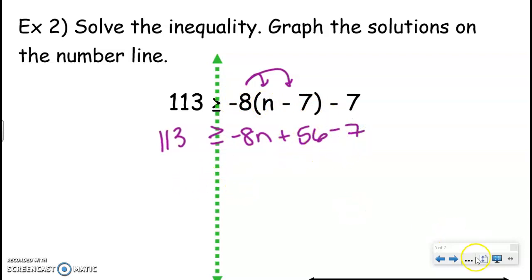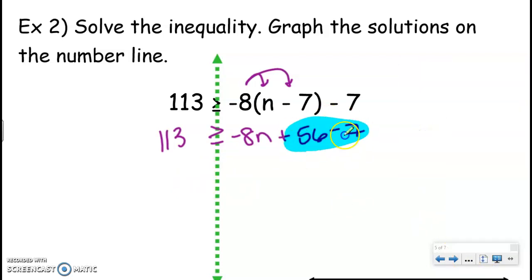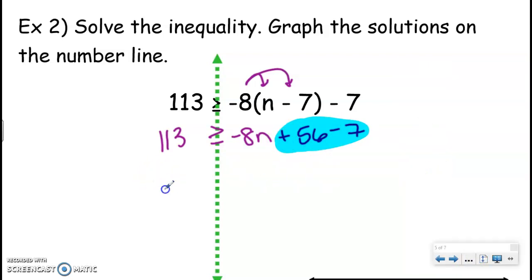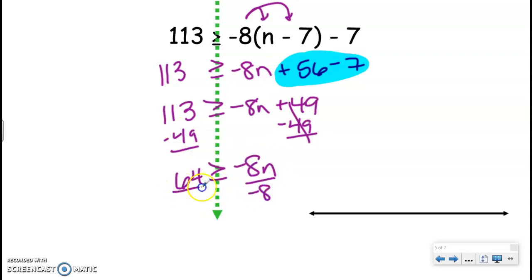We're going to combine our like terms if we can on both sides. So in this case, I need to combine these two together. So 56 minus 7 is 49. And then from there, I can solve my two-step inequality. So subtract 49 from both sides. 113 minus 49 gives me 64. Those cancel. Negative 8. So divide by negative 8 on both sides.